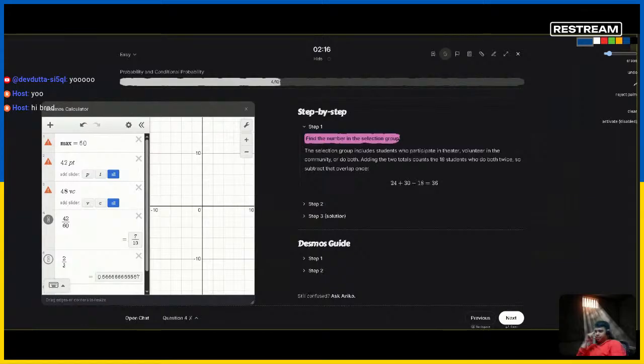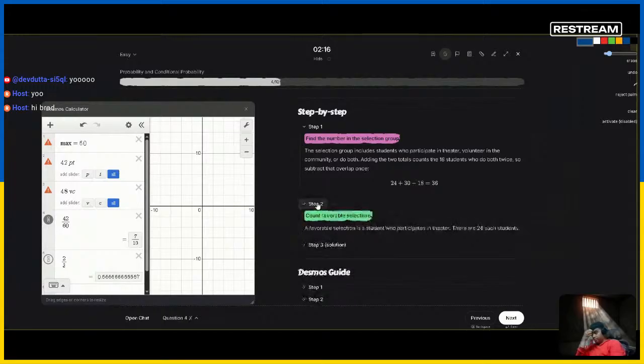The selected group includes students who participated in theaters, volunteered in communities, or do both. Adding the two totals counts the active students who do both twice. So subtract the overlap points.